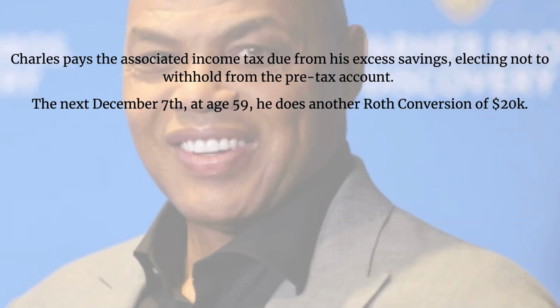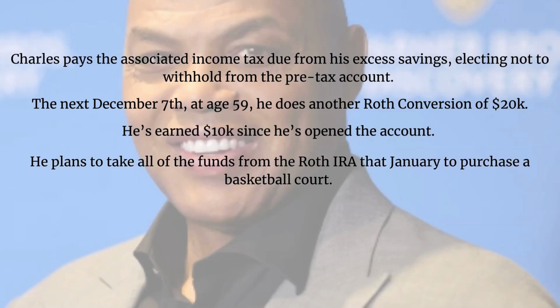of $20,000. He's earned $10,000 since he's opened the account, and he plans to take all of the funds from that Roth IRA in January to purchase a basketball court. Let's review the distribution schedule and talk through this.